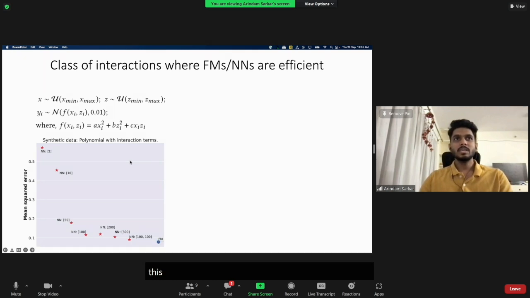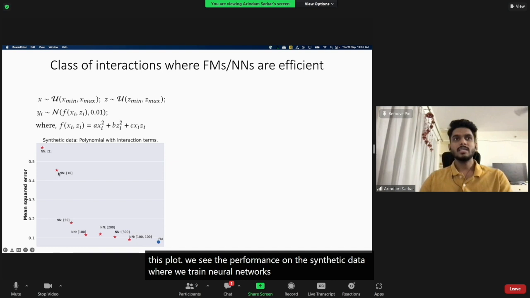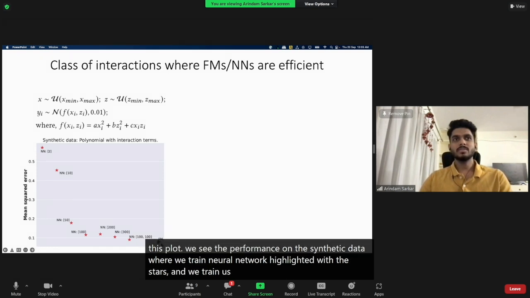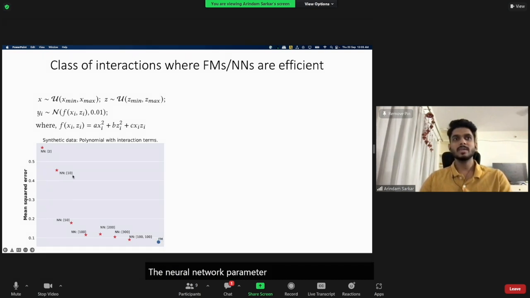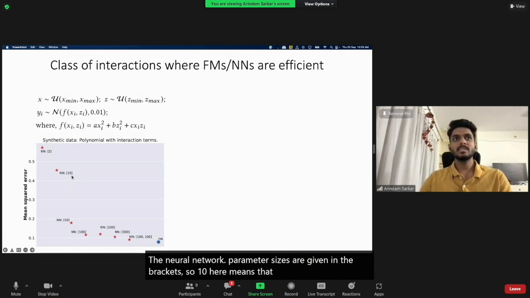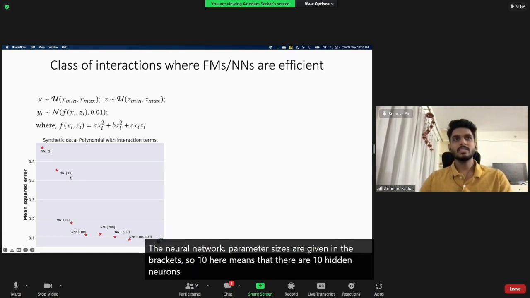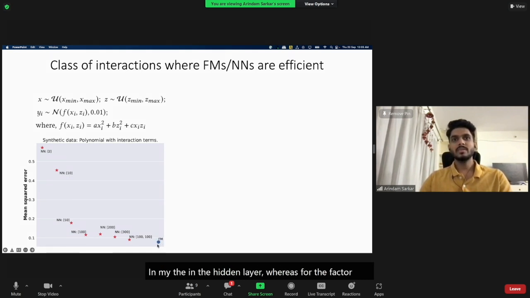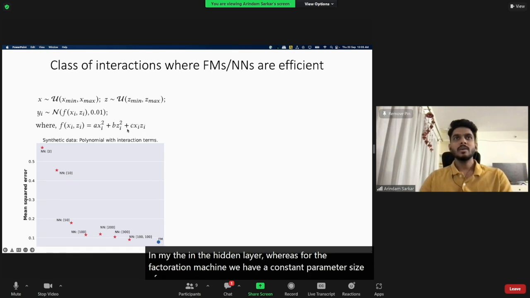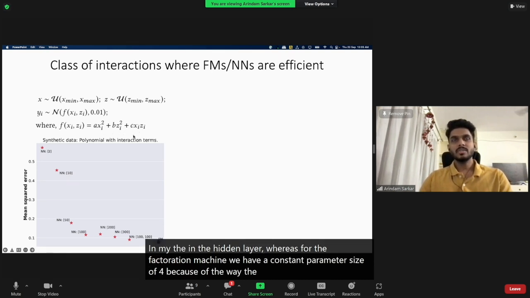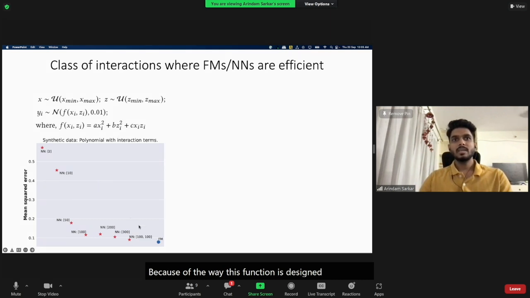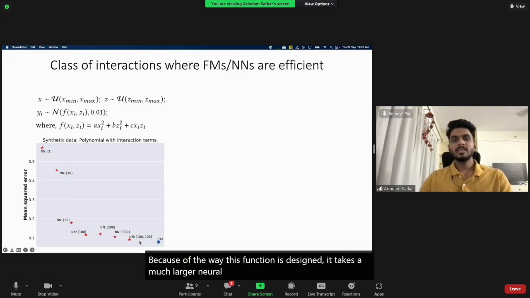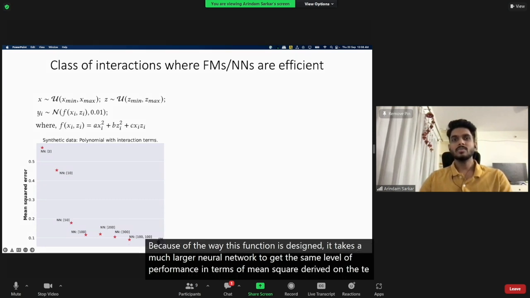In this plot, we see the performance on the synthetic data where we train a neural network, highlighted with the stars, and we train a factorization machine. The neural network parameter sizes are given in the brackets. So 10 here means that there are 10 hidden neurons in the hidden layer. Whereas for the factorization machine, we have a constant parameter size of 4. Because of the way this function is designed, it takes a much larger neural network to get the same level of performance in terms of mean squared error on the test set as a small factorization machine.